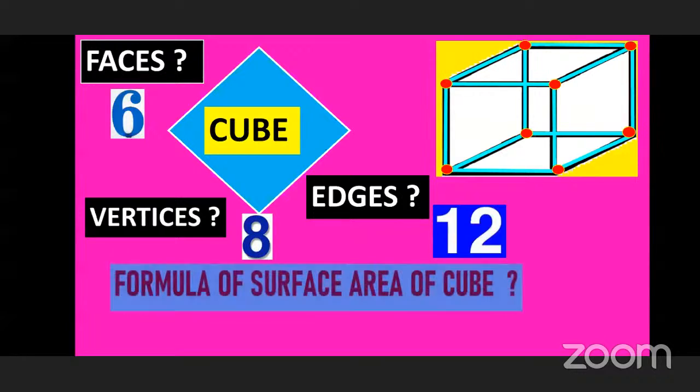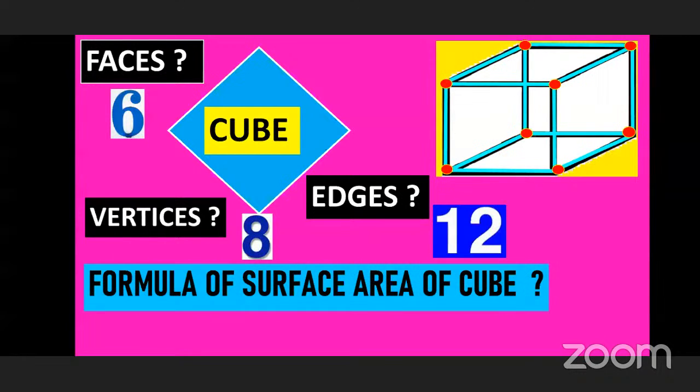Now, can you tell me what is the formula that is used for calculating the surface area of a cube? 6 into side square. Yes, that is right. The formula is 6 into side square. That means 6L square. L is nothing but the length of the side. So the formula of the surface area of a cube is 6L square. That means 6 times side square.